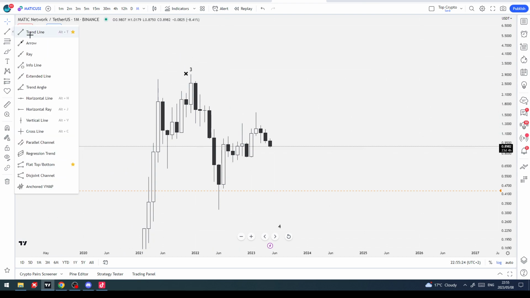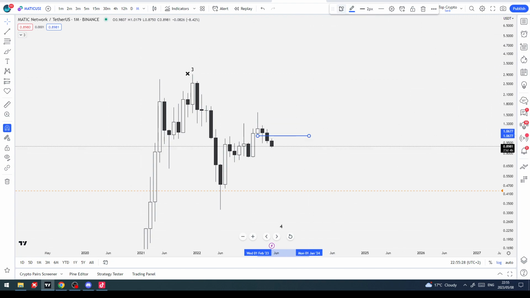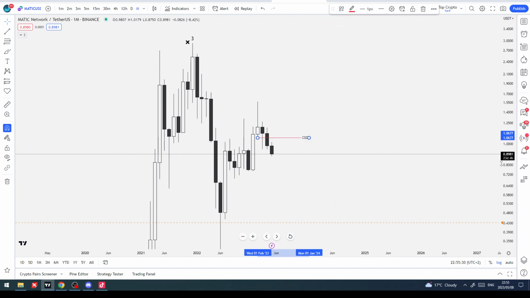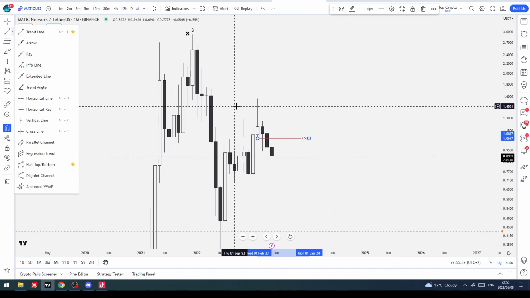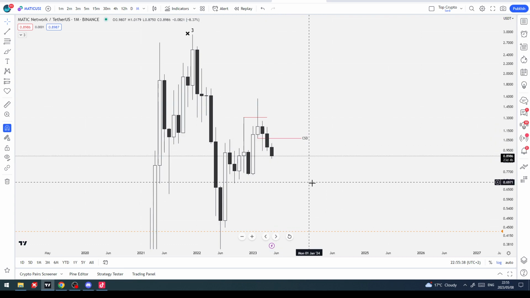On a monthly level, there's even a CSD here if you look at it. You see it? That monthly candle took the liquidity here, and then it got traded through.